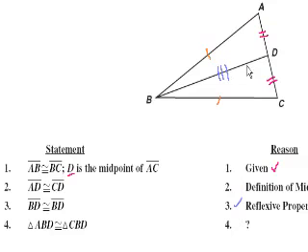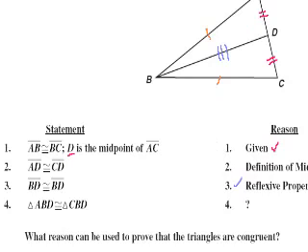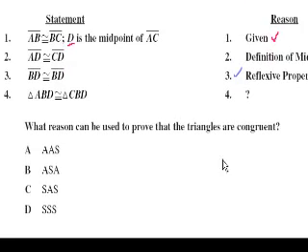Both triangles have a side of length BD. Both triangles have a side of length AD or DC, and both triangles have a side of length BA. So all of their sides are the same length. And that's what we know after the first 3 steps. So what reason can be used to prove that the triangles are congruent?